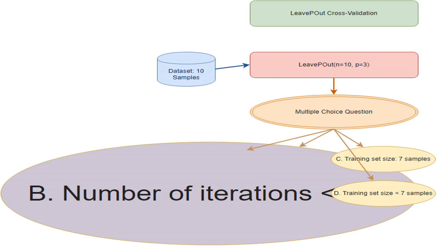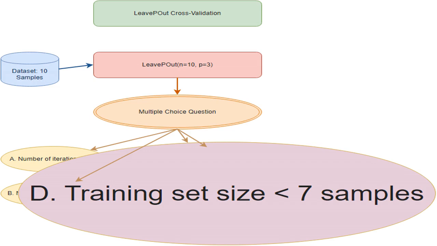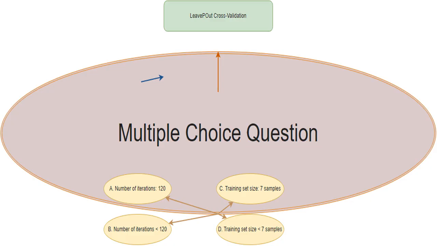I explicitly leave out only 3 for testing, therefore I'll always use 7 for training. We calculate the number of different training-testing splits as 10 factorial divided by 3 factorial times 7 factorial. That simplifies to 120. That's a large number of training and testing iterations.